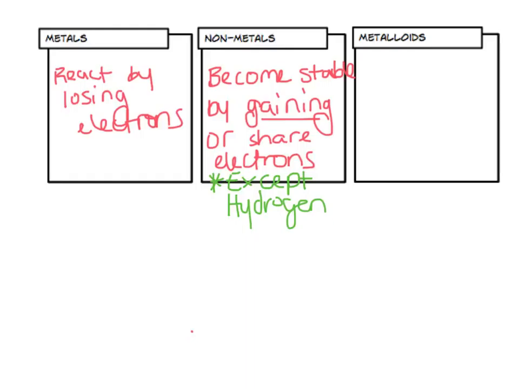Our last one, the metalloids, they're my in-between people. We can take them or we can give them. So they're the ones that I think are a little bit more complex. We don't really know for sure just by looking at the periodic table right now with what you guys know what they're going to do. But eventually you're going to learn some tricks to be able to look at them and figure out what they would do. So metalloids can gain or lose.